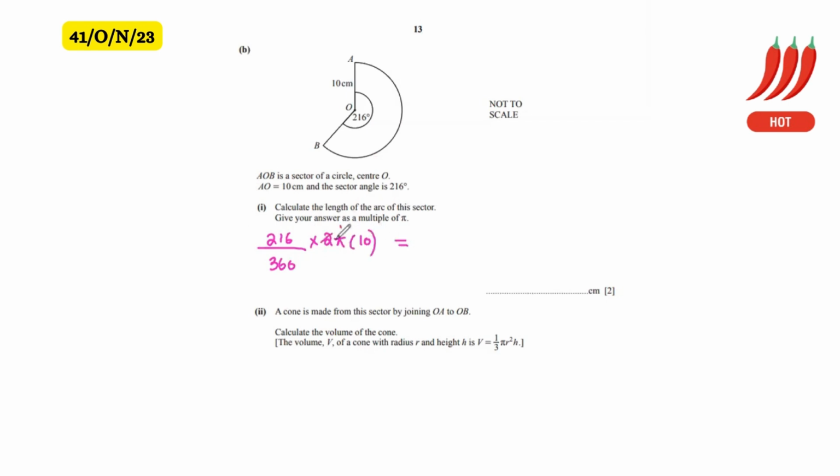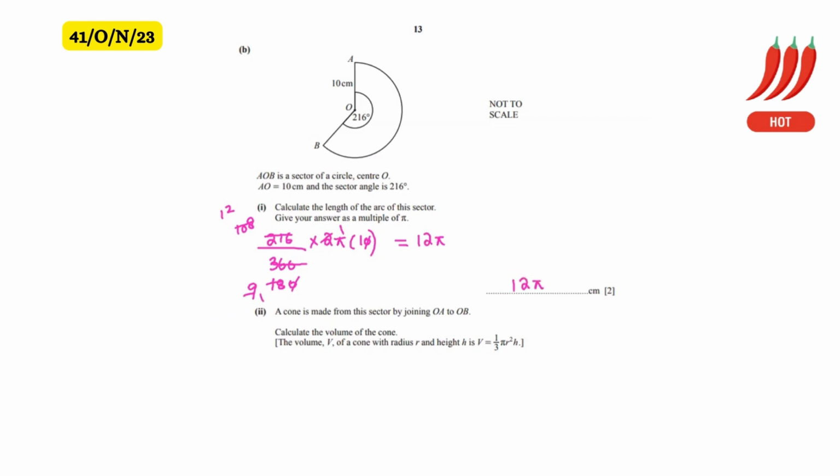So 2 ones are 2. That is going to be 180. The 0 gets cancelled out, so 10 is gone. So now it's 216 over 18. So 216 divided by 2 is 108. This is 9. And 108 divided by 9 is 12. So 12 pi is our arc length for this sector.